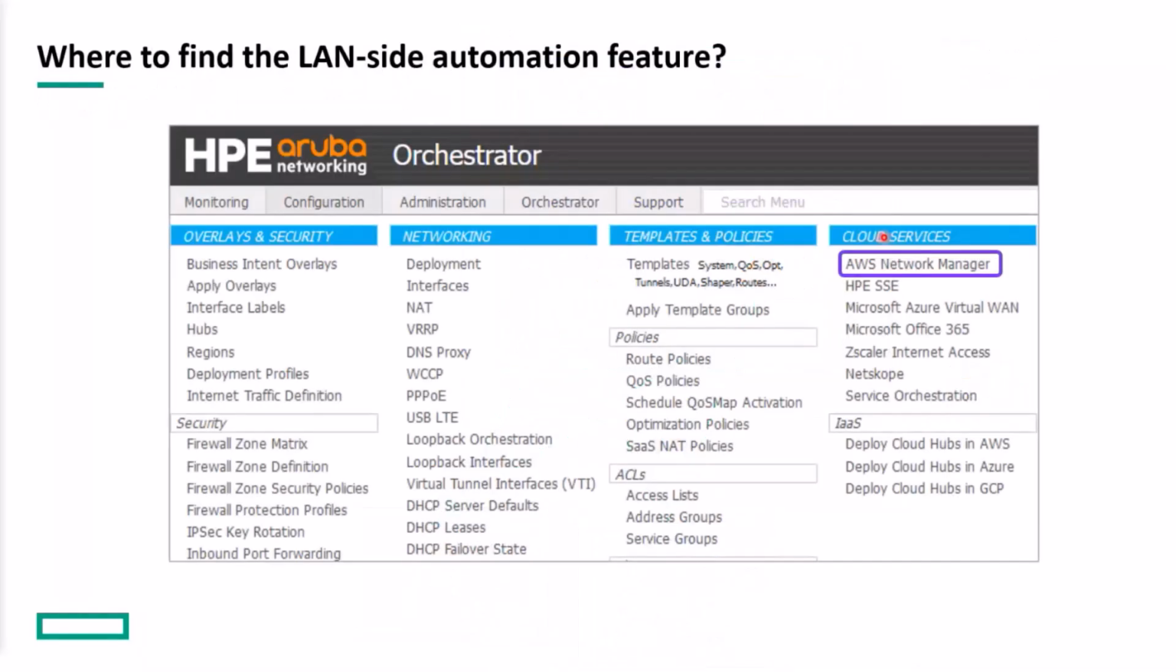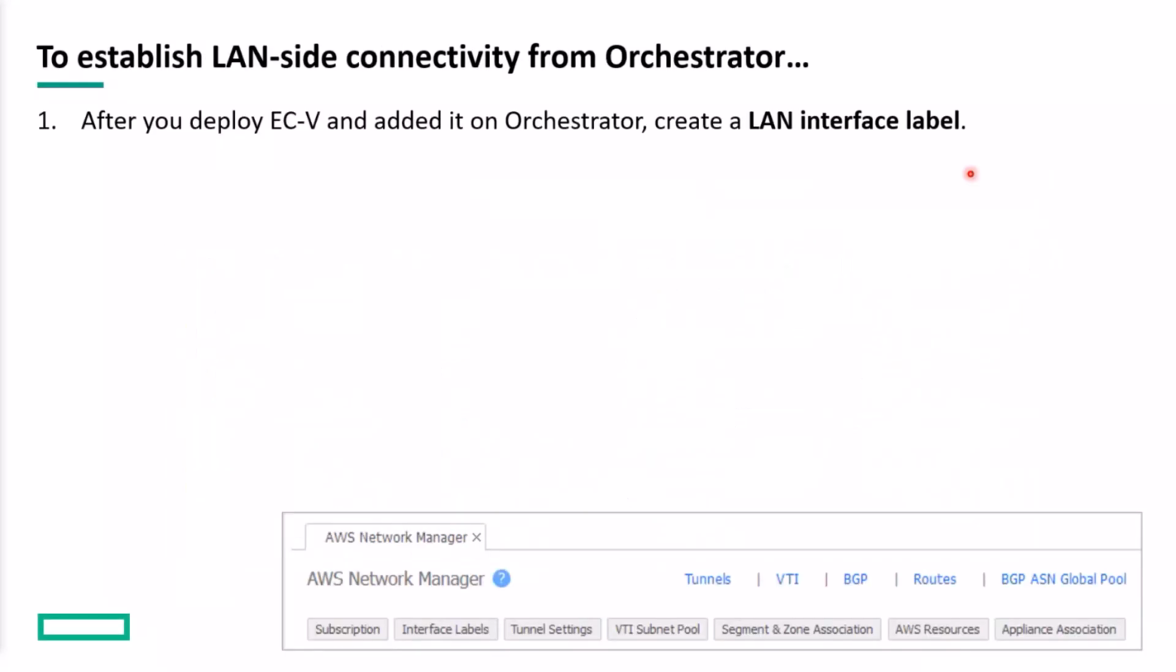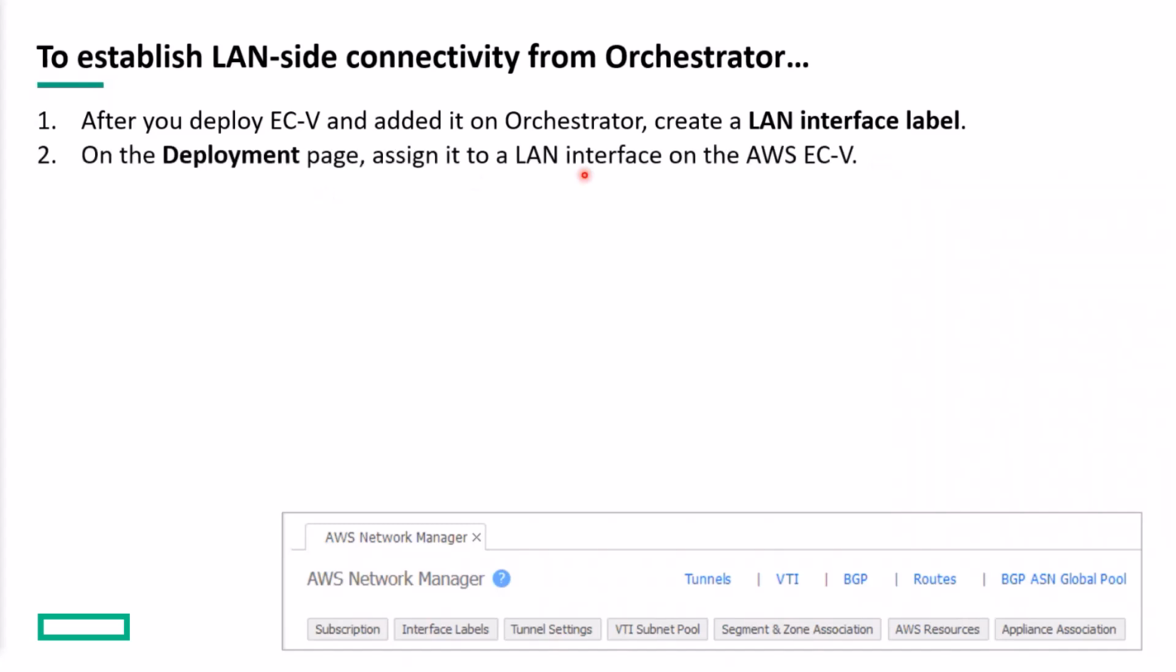And now to establish LAN-side connectivity, you will be going to this AWS Network Manager feature. And this is the same feature that we utilized in our 2019 integration as well. What we have done is we have added the LAN-side tunnel automation capability into the same feature. So step one, you have to create a LAN interface label and assign that to your Edge Connect appliance in the cloud. And then step three is, if you don't have already assigned the BGP ASN pool on your orchestrator, you have to assign that.